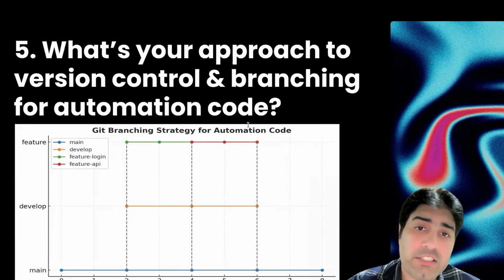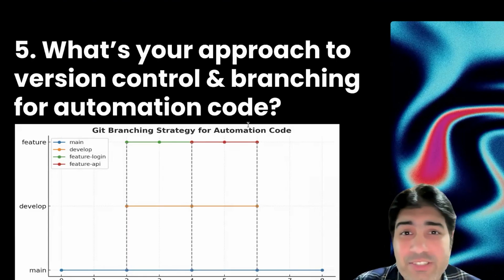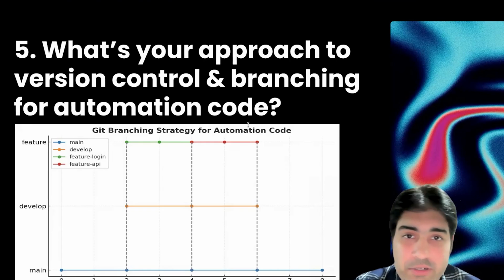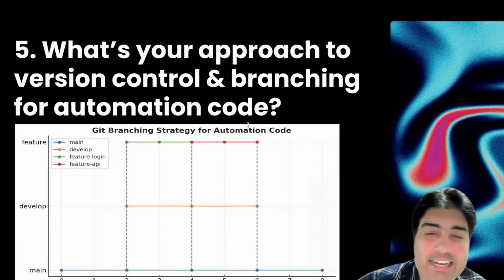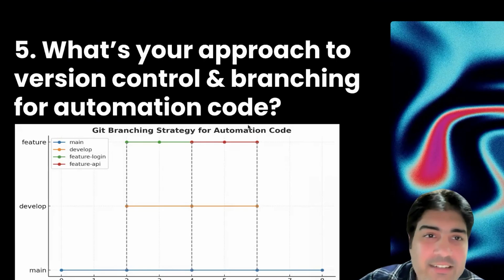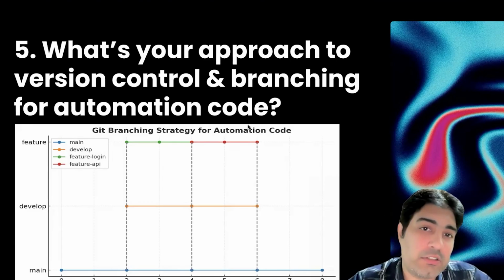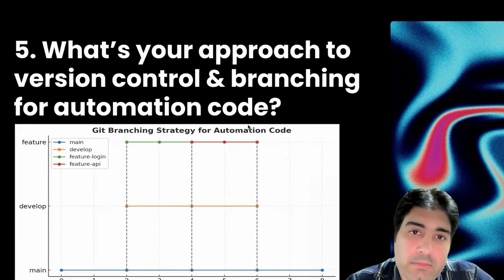Fourth, branch protection rules. Now your CI pipeline must pass before merging to main. No direct commits should be allowed. And lastly, the tagging and release processes. We tag stable automation versions so we can always rerun historical suites against a given app version.